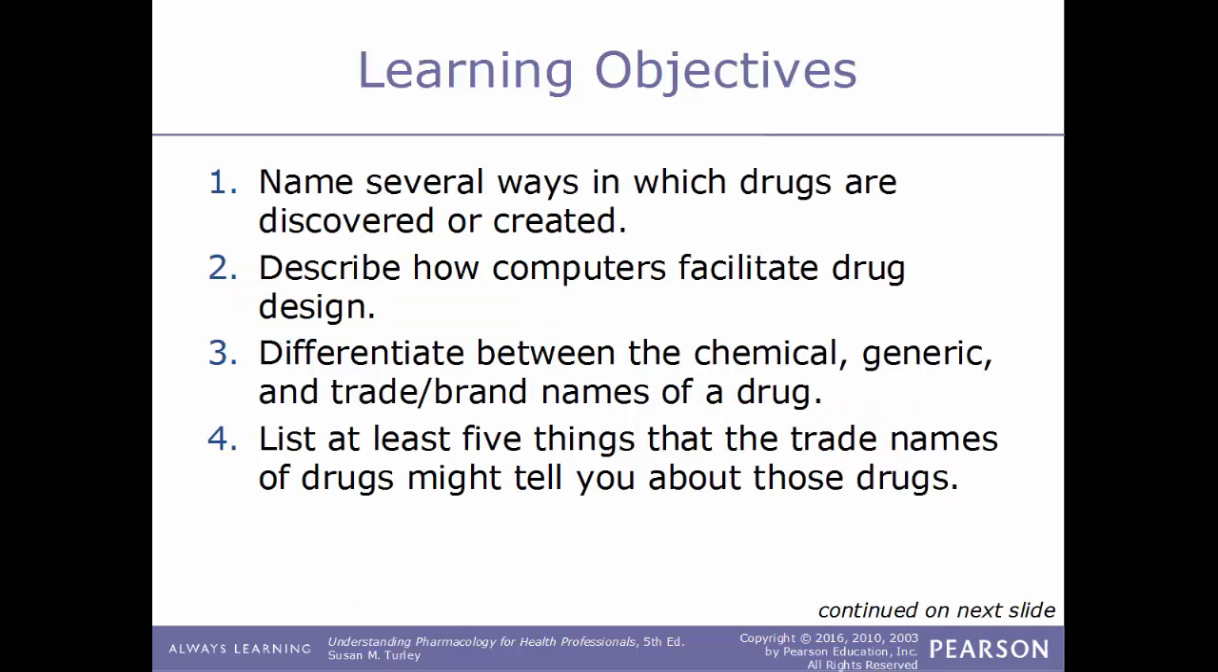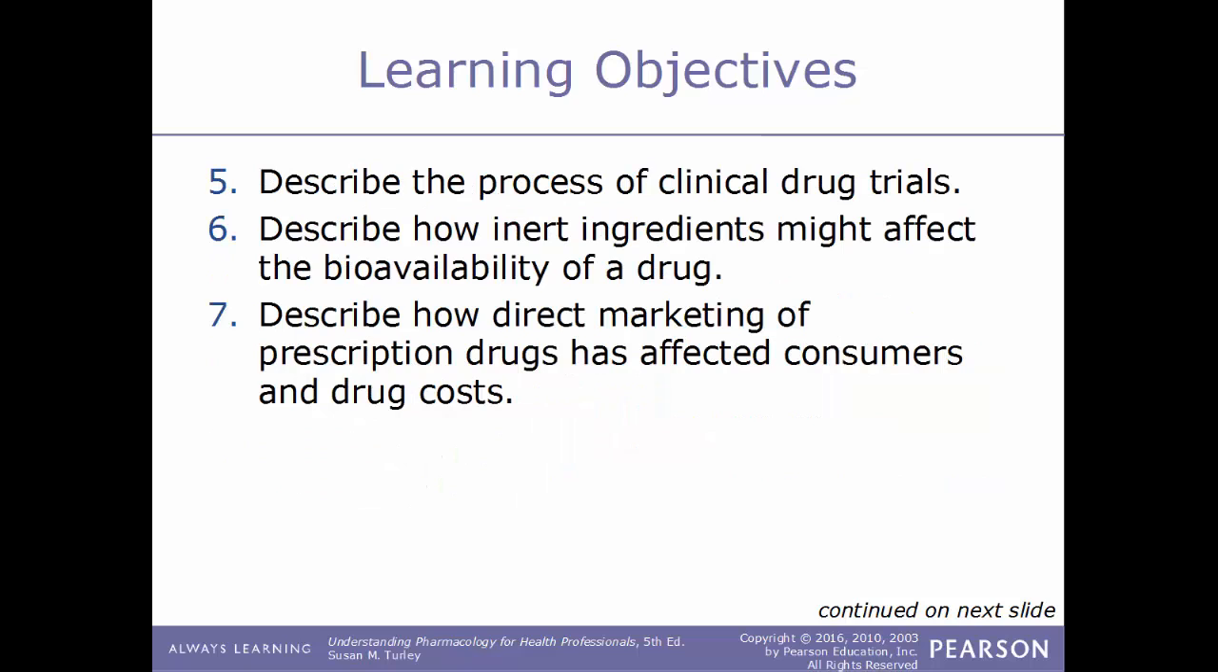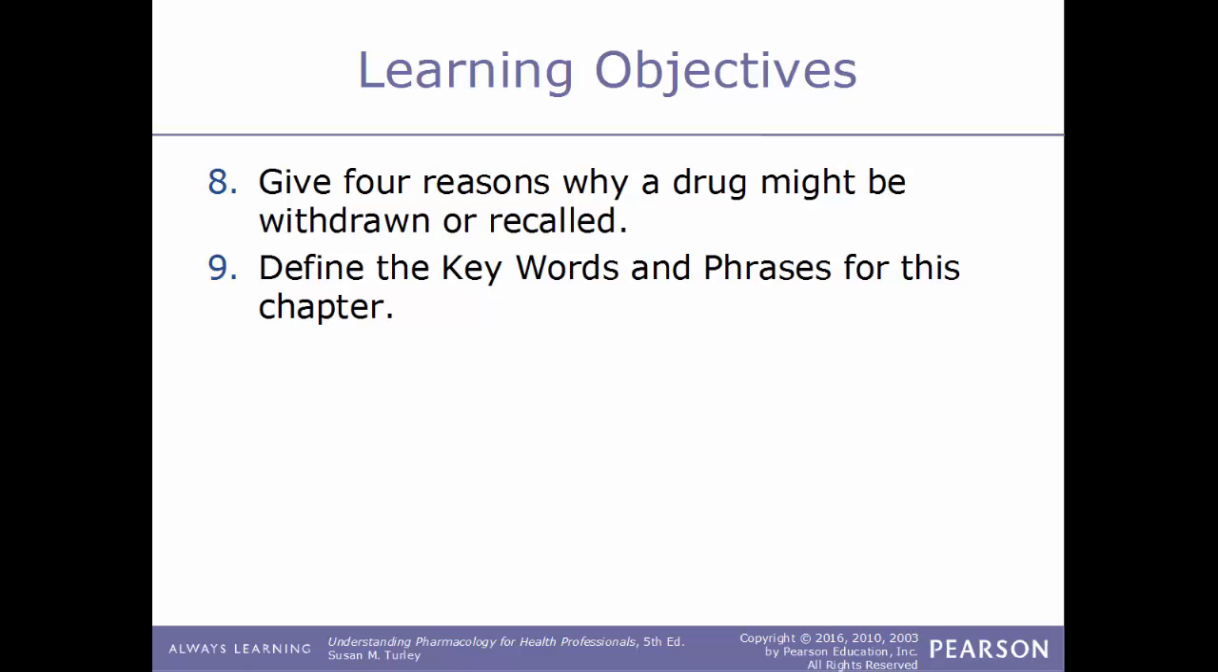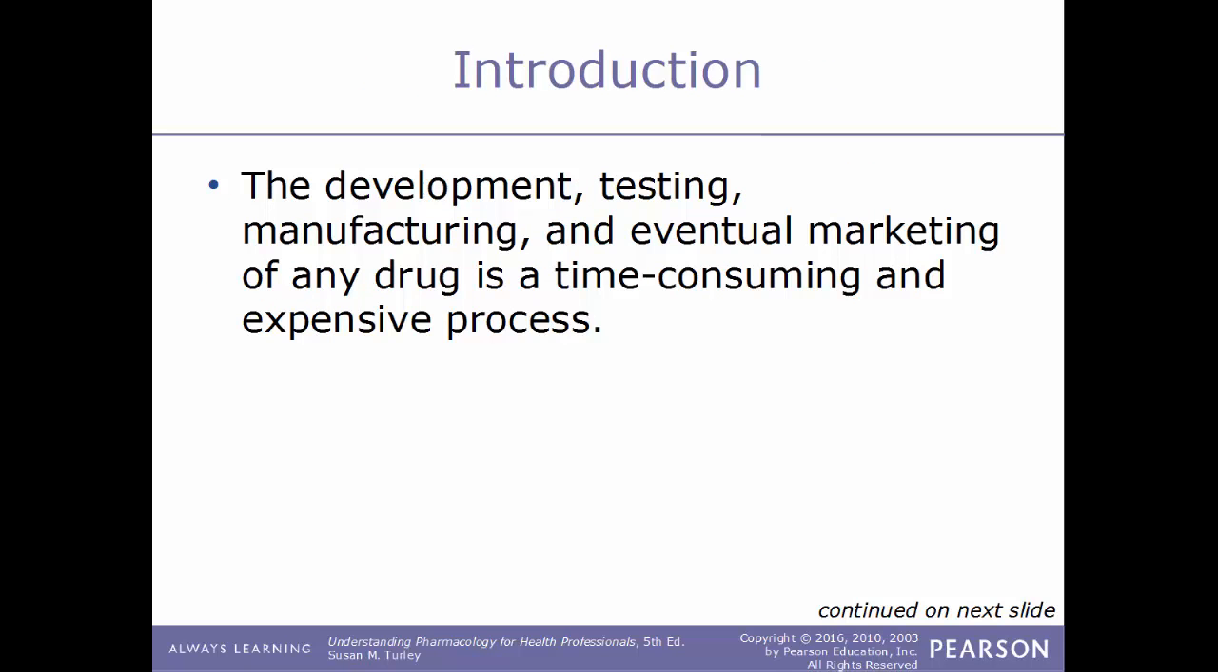Learning objectives for this chapter: name several ways in which drugs are discovered or created, describe how computers facilitate drug design, differentiate between chemical, generic, and trade or brand names of a drug, list at least 5 things that the trade names of drugs might tell you about those drugs, describe the process of a clinical drug trial, describe how inert ingredients might affect the bioavailability of a drug, describe how direct marketing of prescription drugs has affected consumers and drug costs, give 4 reasons why a drug might be withdrawn or recalled, and lastly, define the keywords and phrases for this chapter. First, a quick introduction.